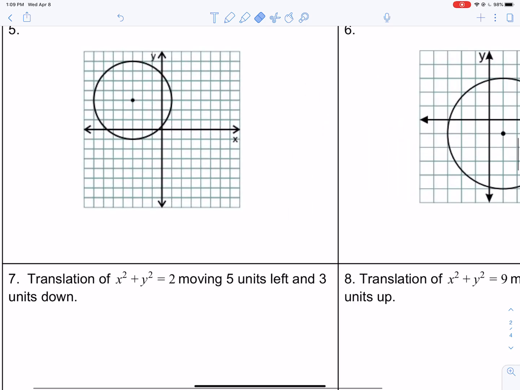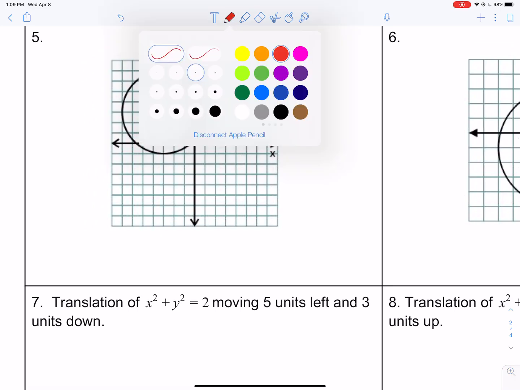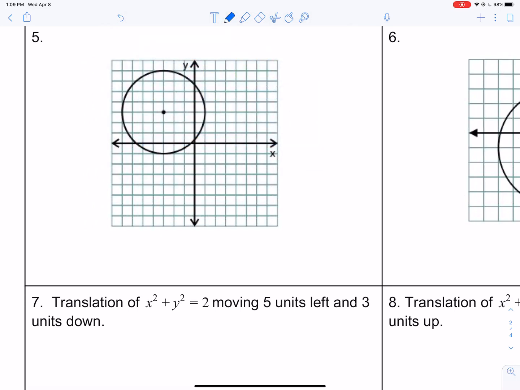Let's look at these 2 graphs. If we're just given a graph and we have to write the equation, you should go to the center point and figure out what point that is. So it looks like it goes left 3 and up 3. So negative 3, 3 is my center point. Let me write that out here where you can see it better.